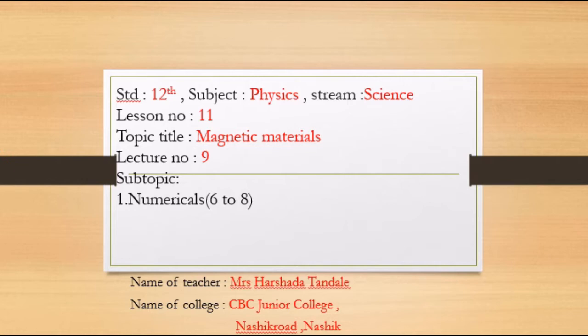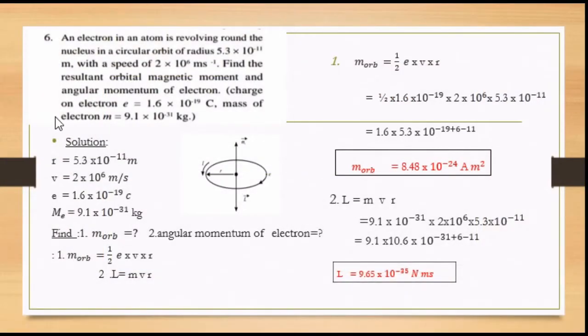Today, from the topic of magnetic material, we will discuss the numericals from the textbook, 6, 7 and 8. Students, now we will solve question number 6 from the textbook, Unsolved Sum.